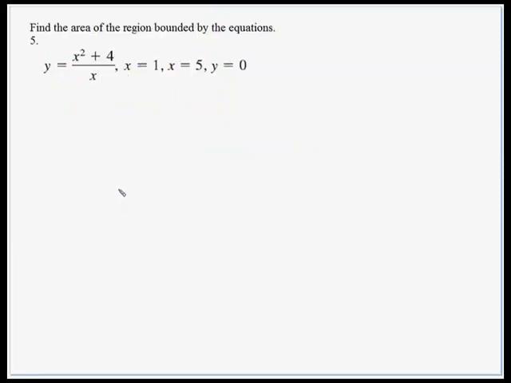Let's see number 5 here. It says find the area of the region bounded by the equation. So this is a squared term divided by a first power x term. If we did graph it, it would be a straight line, but we don't even have to graph it. We know it's going to be positive across the interval from 1 to 5, and we're going to find the area bounded by it. So we're going to have a definite integral from our x values of 1 to 5 of the function x squared plus 4 over x dx.